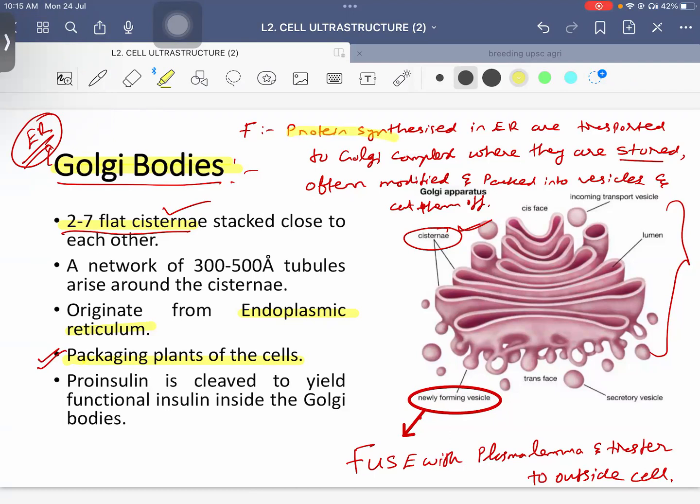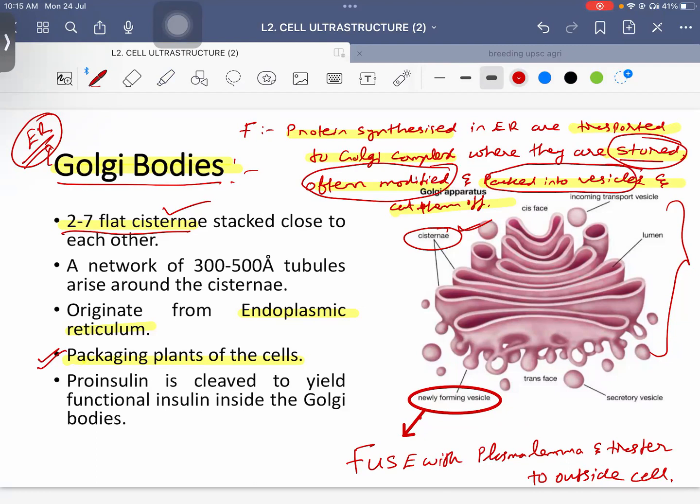What happens here is that protein is synthesized in the endoplasmic reticulum. I told you rough endoplasmic reticulum has protein synthesis because of the presence of ribosomes, and that protein is transported to the Golgi complex where it is stored, often modified, and packed into vesicles and cut off. This is the key point. This is the storage house: all these proteins are stored, often modified, and packed into vesicles and cut off.